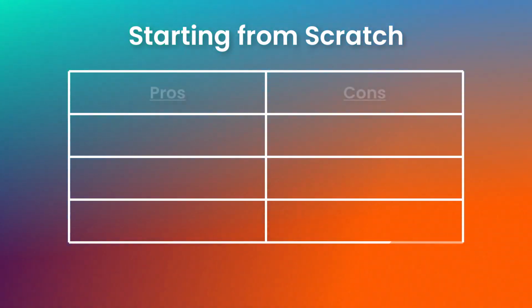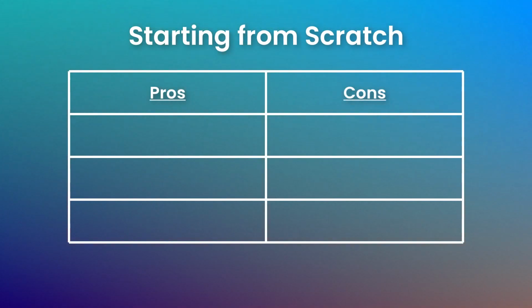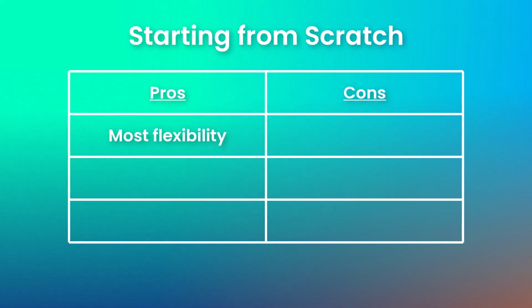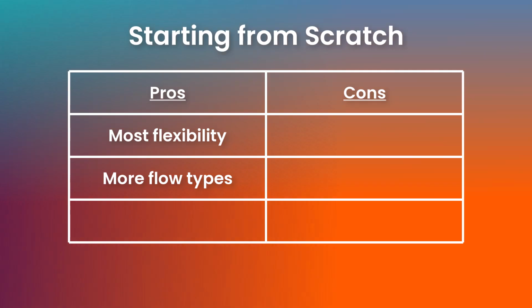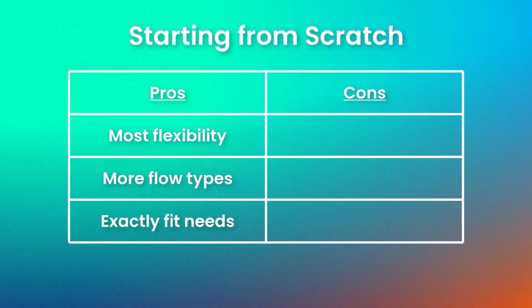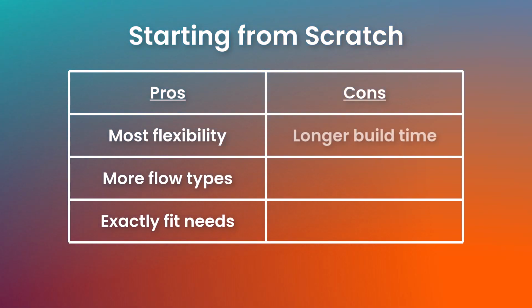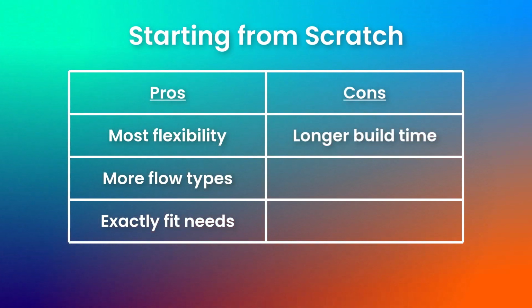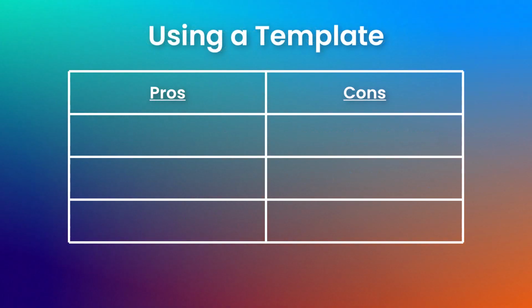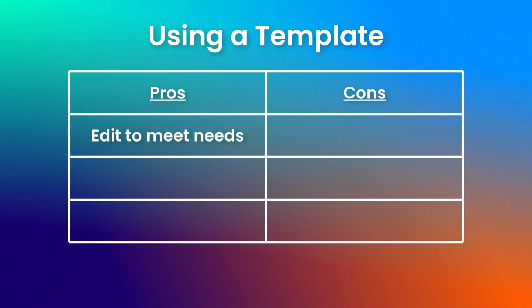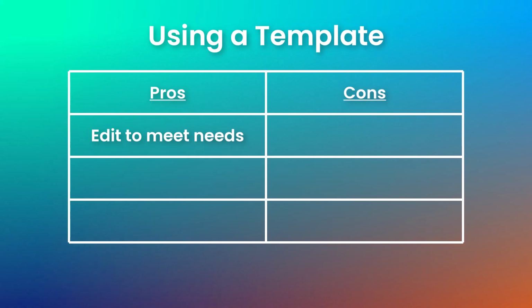Determining whether to start from scratch or use a template depends on a few factors. Starting from scratch allows the most flexibility when designing a flow, as there are more flow types to select from, and you can build the flow to exactly fit your needs. The trade-off, however, is that building the flow takes longer, and if you're just starting out with flows, you may encounter challenges when building. Using a template is a great option if the templated flow mostly fits your business needs. You can edit the flow to adapt it to specific use cases.